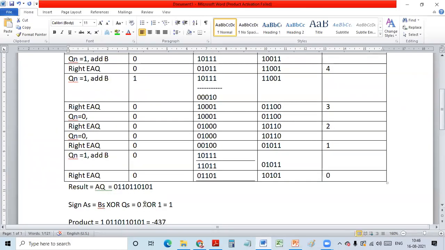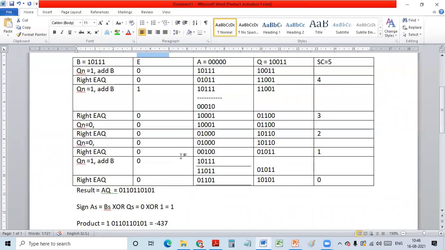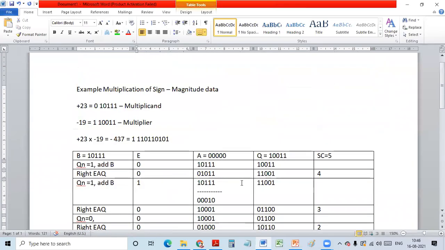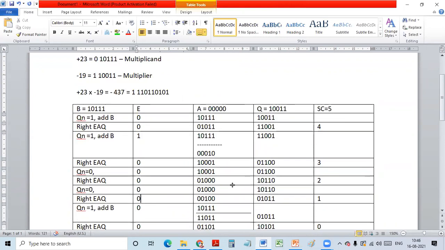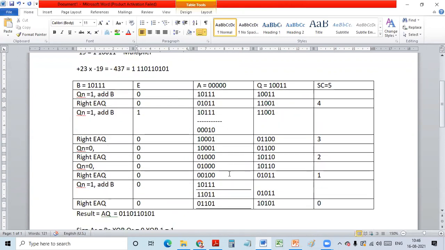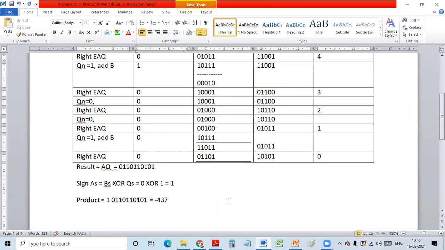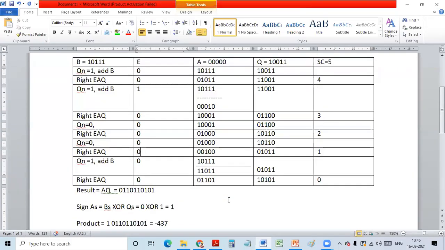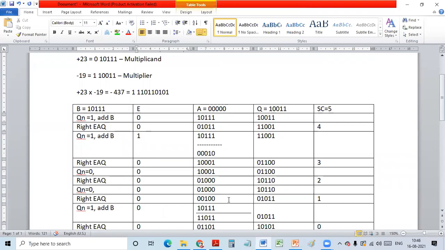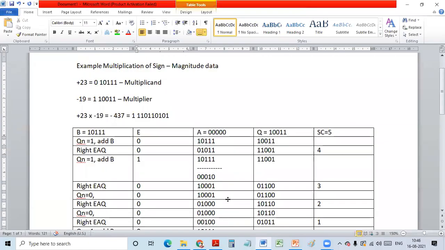Yes, ma'am. So this is how you have to explain the sign magnitude algorithm with an example. Okay, whatever data they have given, you need to show everything, as per the flow chart. Is there any doubt in this algorithm? You want me to explain another example or shall we move to the next topic? Next topic, ma'am. Okay.